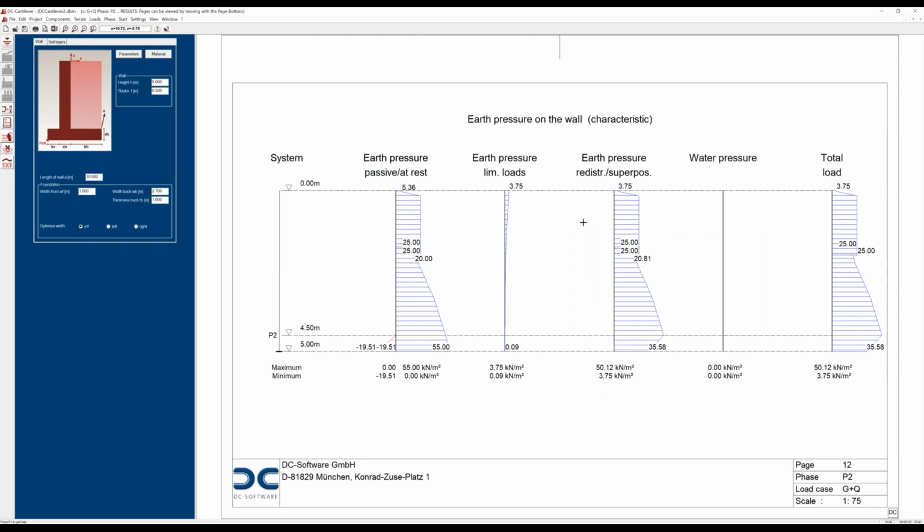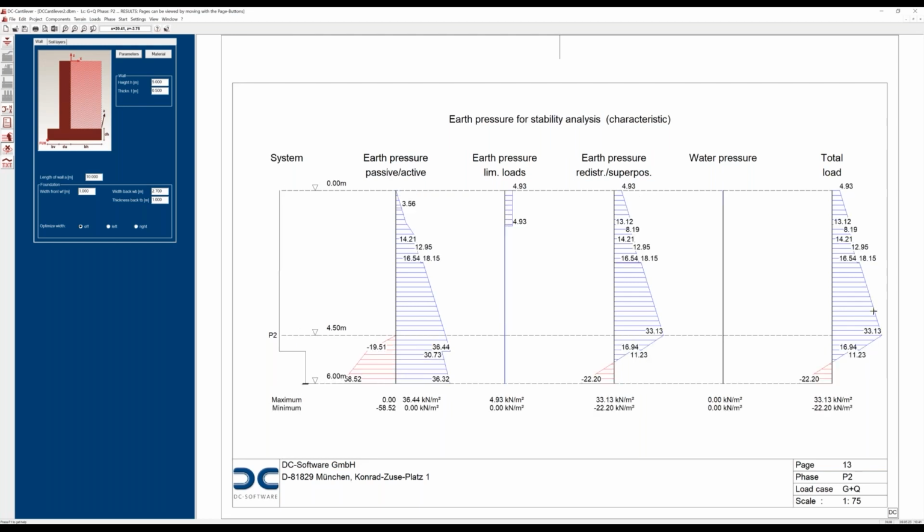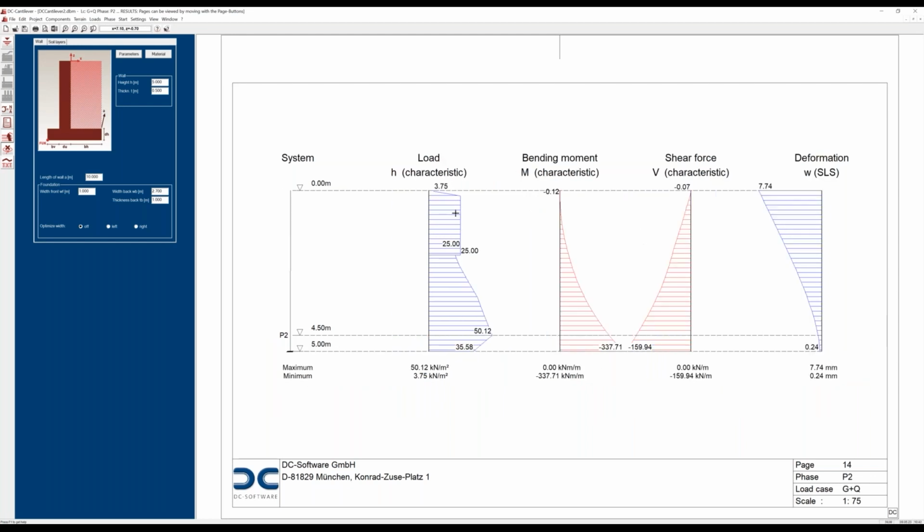Finally, we see all the earth pressure loads on the wall, which is here we have the compaction earth pressure of 25, and then below the normal earth pressure. Here the special earth pressure for the stability analysis with the effect of the block loads on the ground. And we have the bending moment, shear force, and the deformation of this wall.